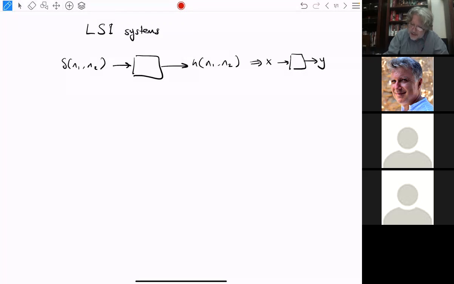And from here, we concluded that if X is the input to the system, to the same system, then Y is the output that can be obtained by convolving X with H. I'm not putting the time arguments or space arguments here, but it is a two-dimensional convolution, of course. So this is one good thing that linear and shift invariant systems help us because of this convolution thing.